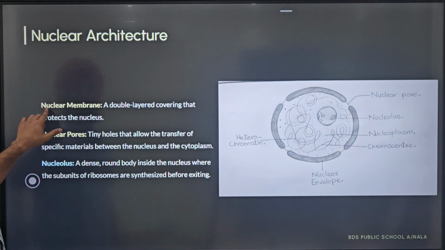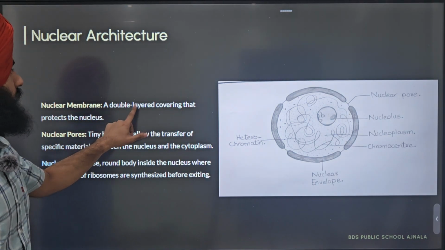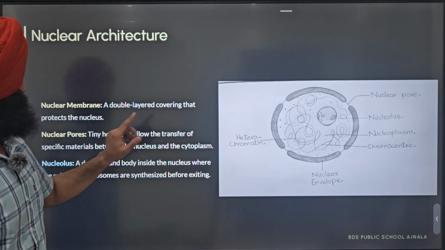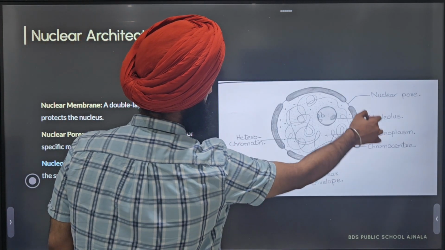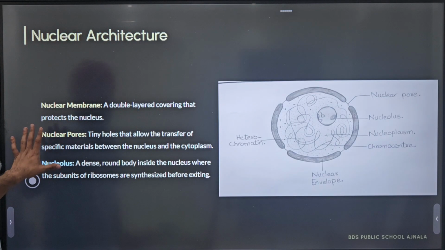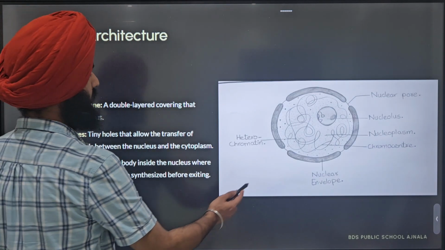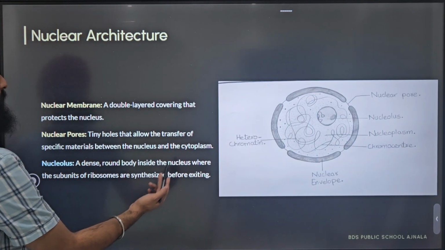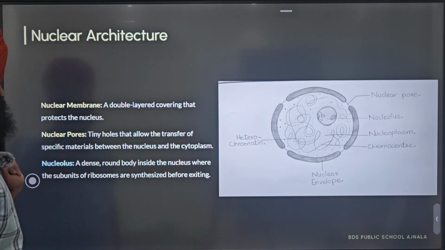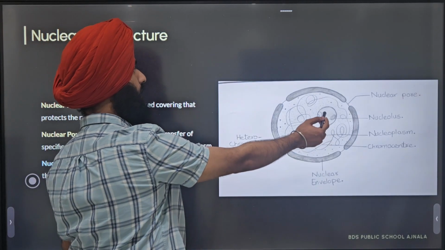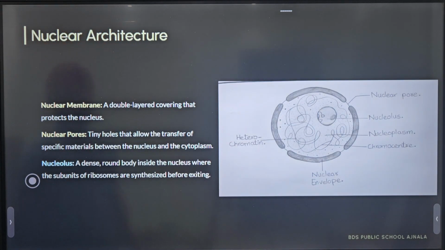Okay, the nuclear membrane is a double layer covering the nucleus. It protects the nucleus. This is a double-layered wall that protects the nucleus. Then there are nuclear pores, tiny holes that allow for the transfer of specific materials between the nucleus and the cytoplasm. And then there is the nucleus, which is the central part of the cell.